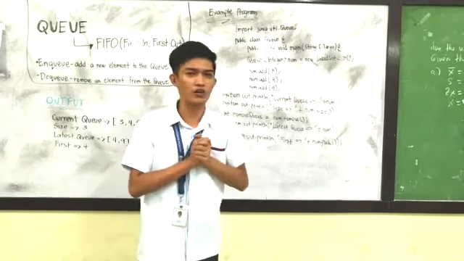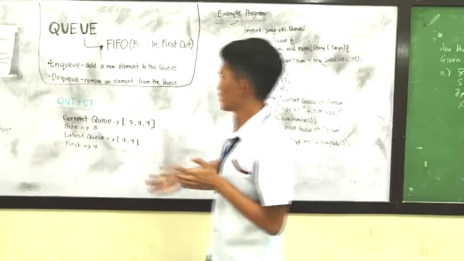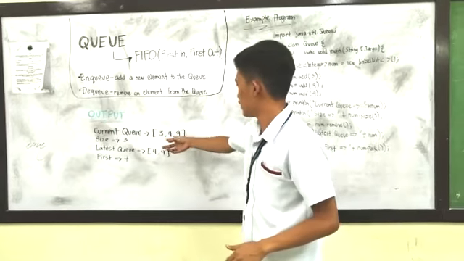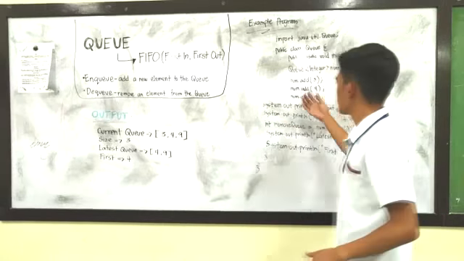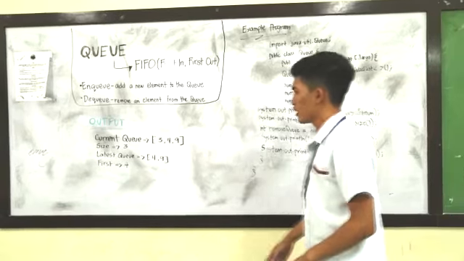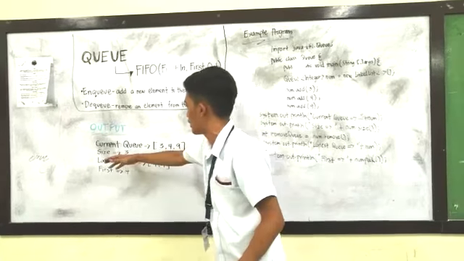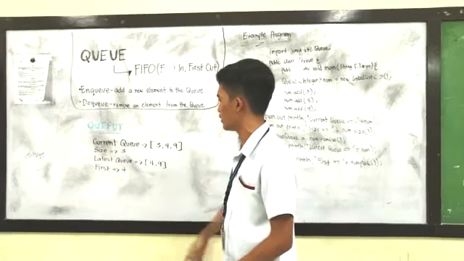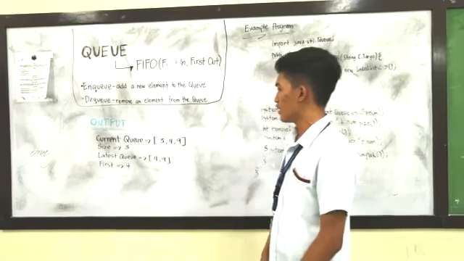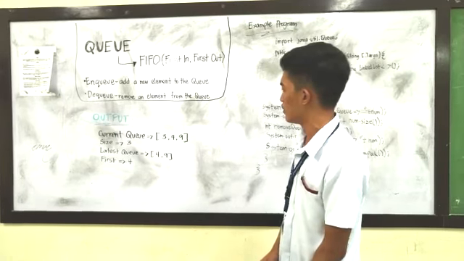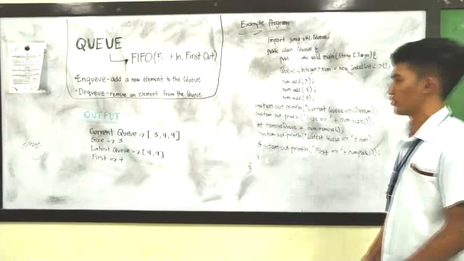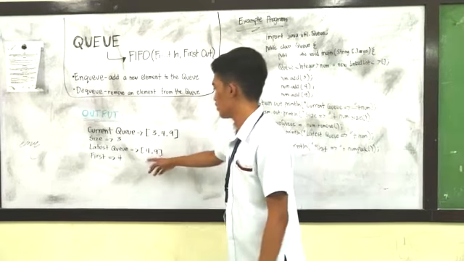And here is the output of the program, which is the current Q is 349, which we said earlier that we have three elements: 3, 4, and 9. And for the size of the queue, the size is equal to 3 because we only have 3 elements. And for the latest Q, because here we only remove one element in the program, the latest Q must be 49.